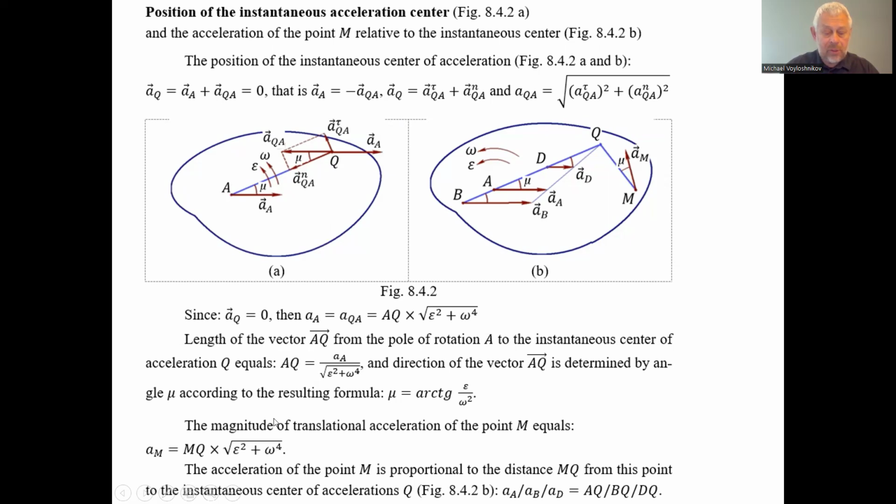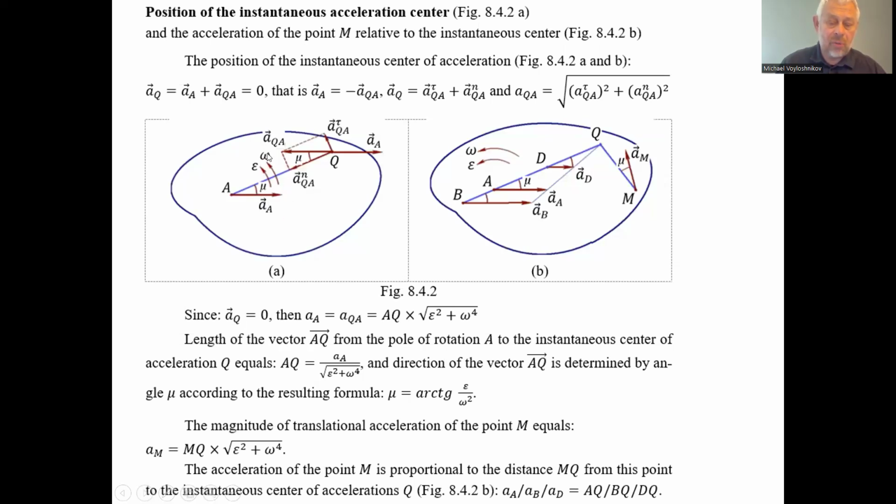And the magnitude of translational acceleration of the point M equals, this is for the next decision. Okay, so this is how to find the point Q, which would be the instantaneous center of the acceleration, and its direction. It's a little bit interesting to find the direction, the angle mu. Directions in the same way.